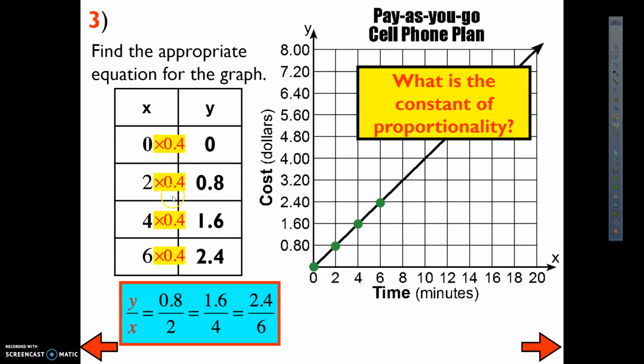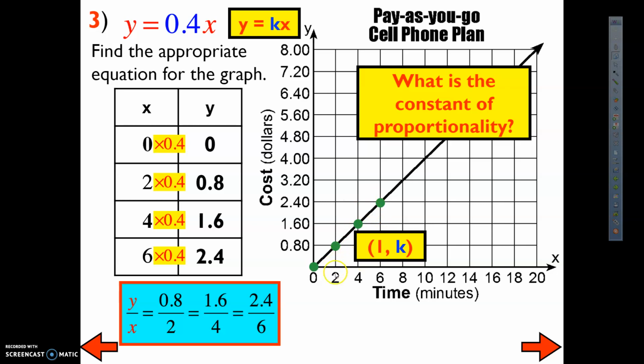0.4 times 0 is 0. 0.4 times 2 is 0.8. 4 times 0.4 is 1.6. 6 times 0.4 is 2.4. And so that's our constant of proportionality, which means if y equals kx, our equation would be y equals 0.4x. Remember, we can locate that on the graph by looking for the point 1 comma something. That's right here. And so that would be 1 comma 0.4.